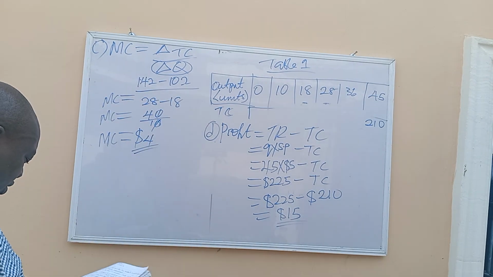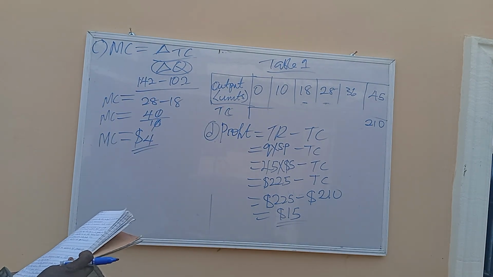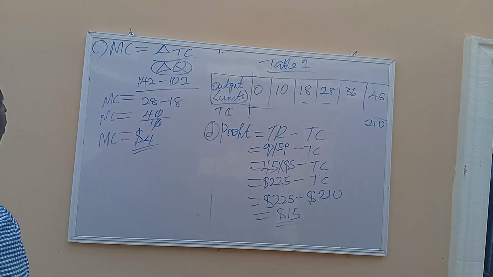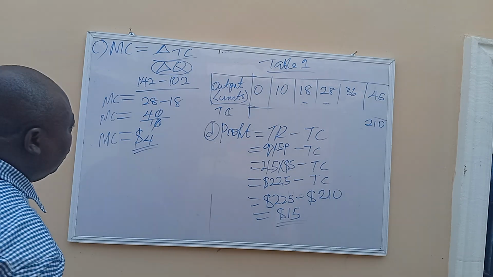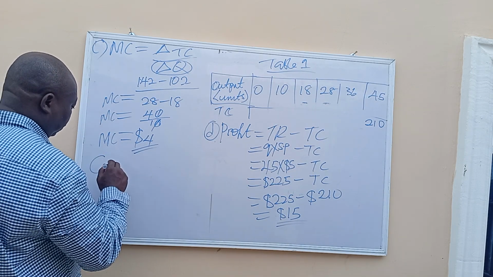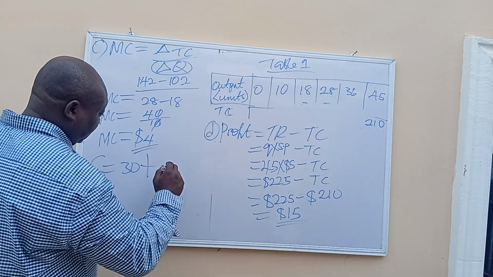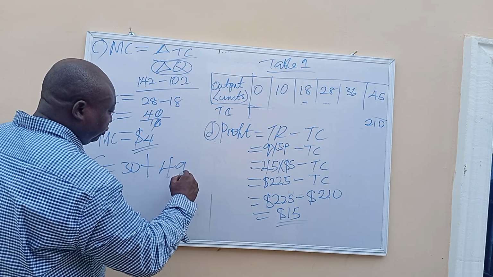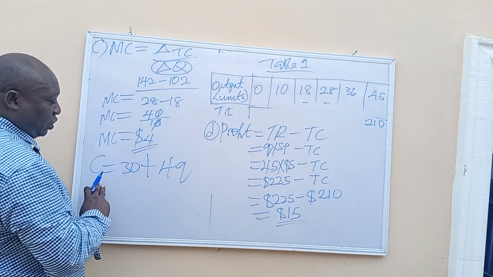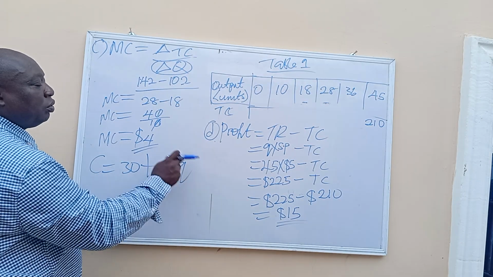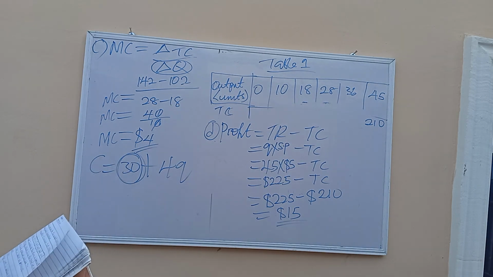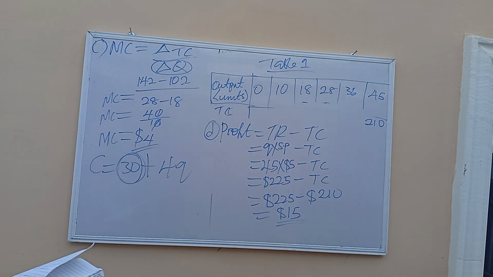The last one is E. Determine the fixed cost of the firm. Now, look at the equation I was given. The equation is 30 plus 4Q. Let me analyze this. Total cost is equal to fixed cost plus variable cost. This is the what? Fixed cost. The question says, determine the fixed cost of the firm. This is the fixed cost.